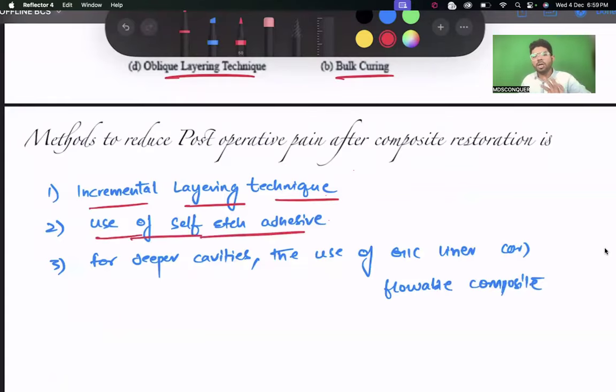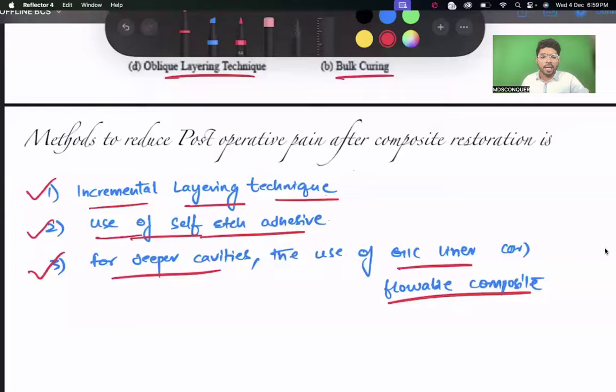Or whenever you have deep cavities, use a GIC liner or resin modified GIC liner or a flowable composite in that particular area, followed by the composite. So these are the three methods you can practice to decrease the post-operative pain and sensitivity complained of by the patient. Clear? Very important. Textbook lines: incremental technique, use of self-etch adhesive, and for deep cavities, you can use either a GIC liner or a flowable composite to reduce post-operative sensitivity after the composite restoration. Clear?